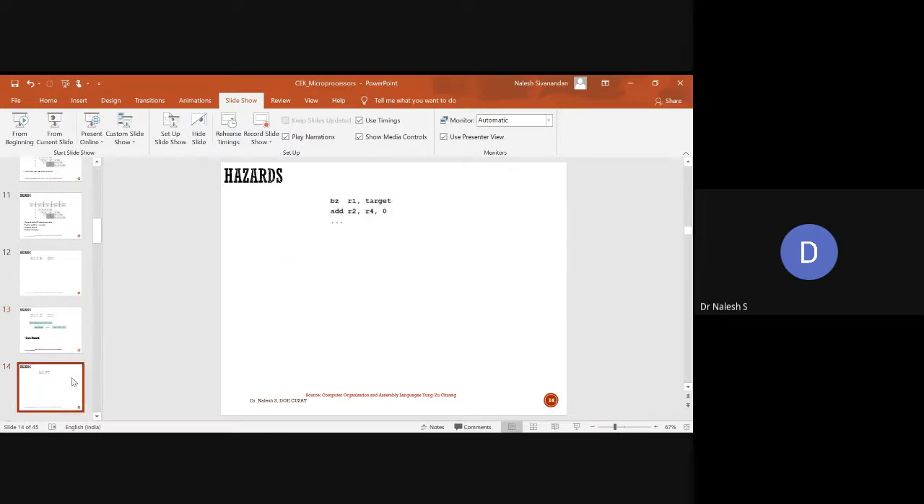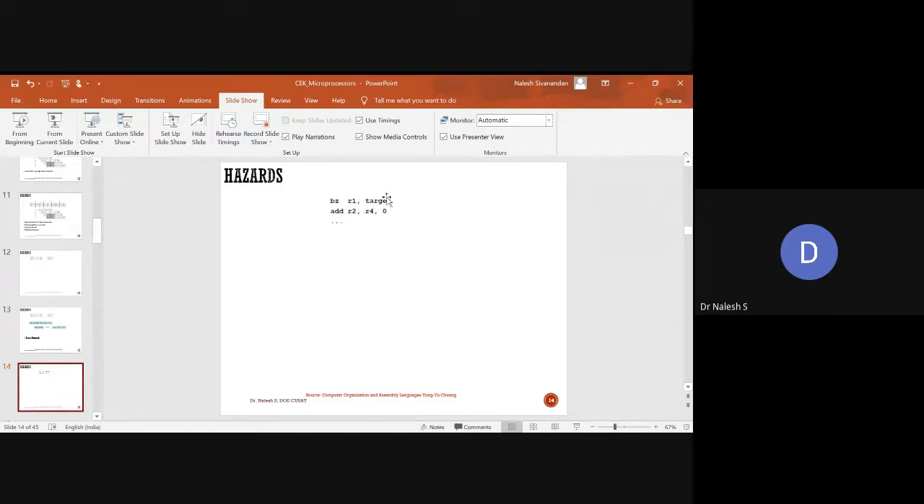Now there is a third type of hazard, which is known as control hazard. For example, there is branch on 0, R1 and target. So depending on the value of R1, if it is 0, go to the target address, otherwise continue. This is like an if statement. So if R1 is 0, you go to target, otherwise you continue.